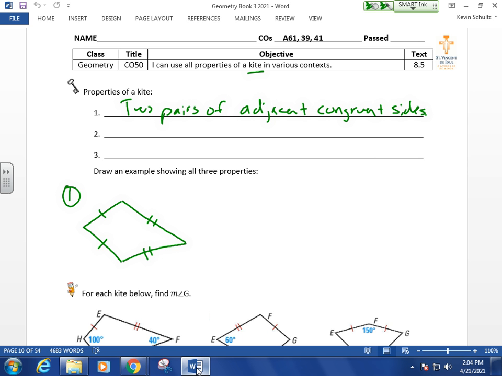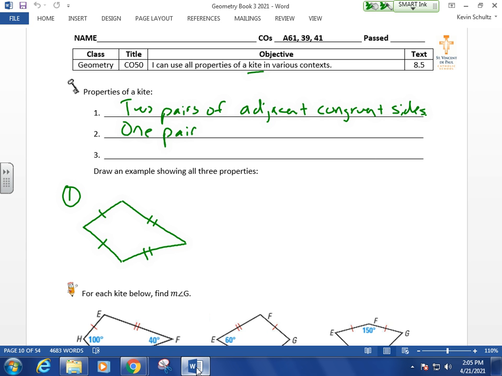The congruent sides actually touch at a vertex. They're not congruent, like, all 4 aren't congruent. That would make it a rhombus or a square. But for a kite, you've got 2 pairs of adjacent congruent sides. Good, now we're getting somewhere. Number 2, Sebastian. It has 1 pair of congruent angles. Yes.